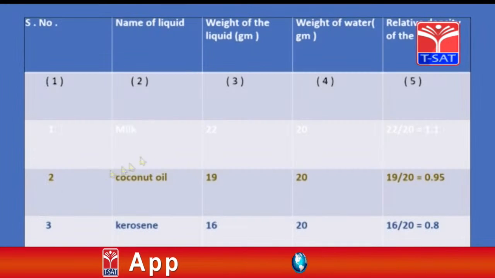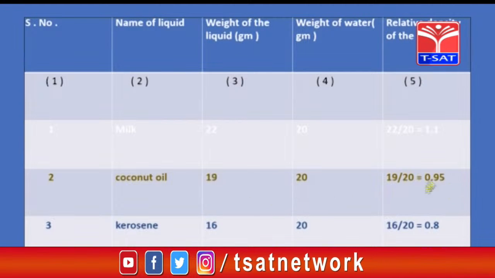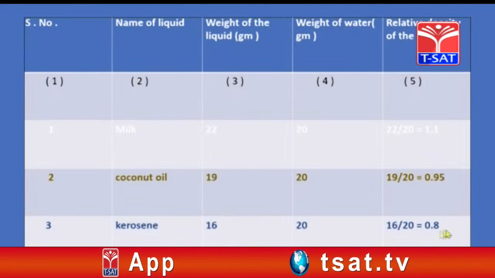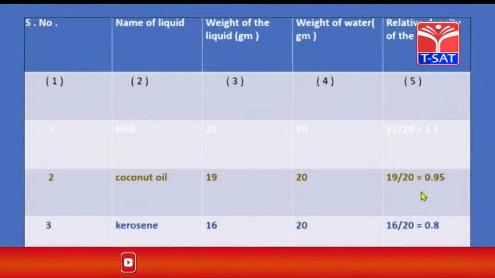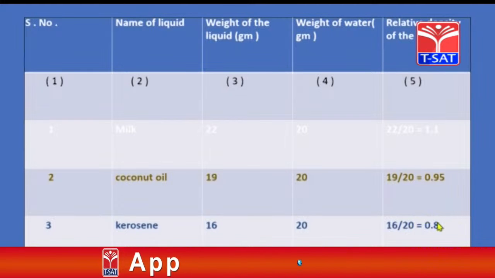Now you can see it in tabular form. For milk we have 22 and 20, that is 1.1 relative density. For coconut oil 19 and 20, so 19 by 20 is 0.95. For kerosene 16 and 20, that is 0.8. With this we can understand whose density is more. Think, children. The relative density of milk is 1.1, coconut oil 0.95, and kerosene is lighter. So the density of kerosene is the least among the three.